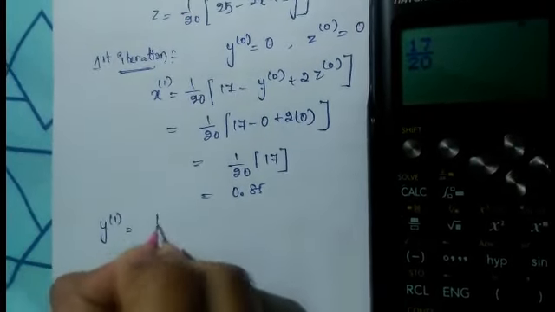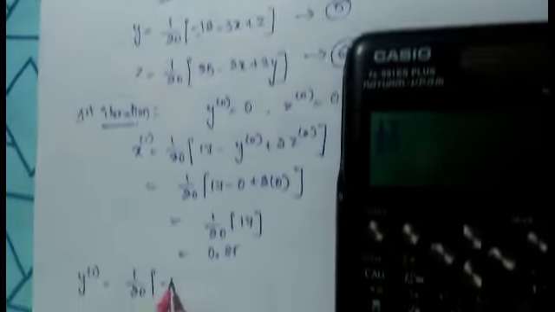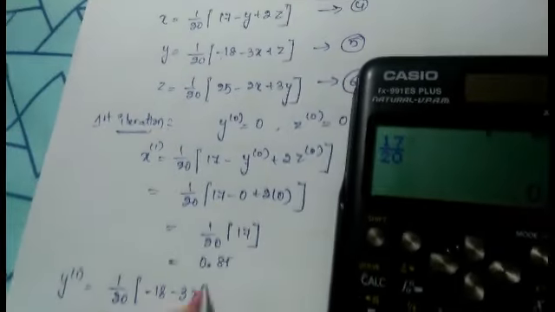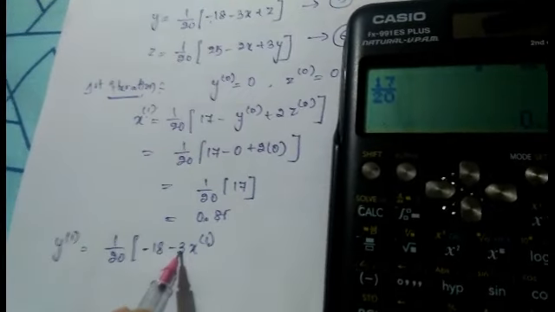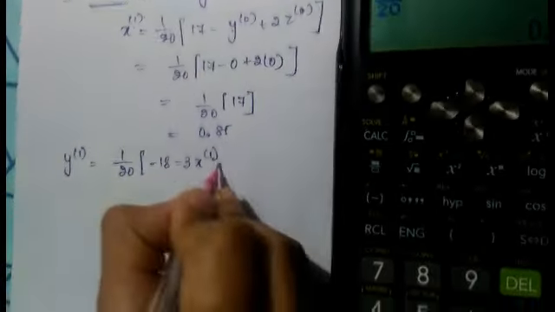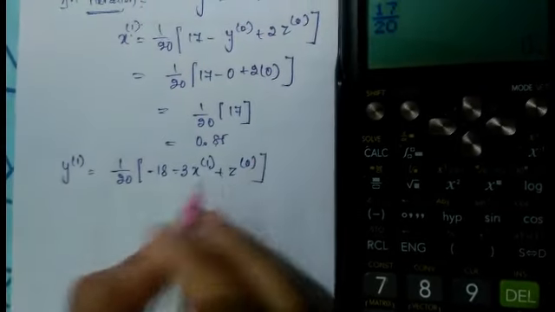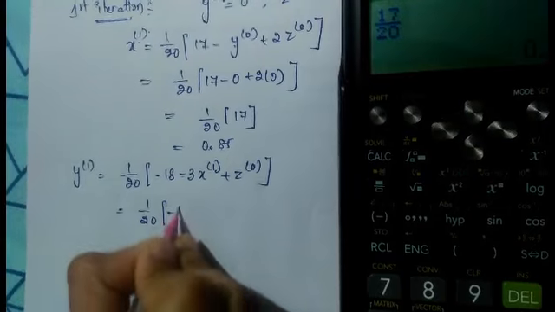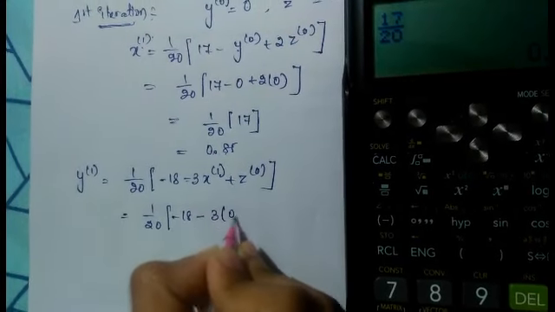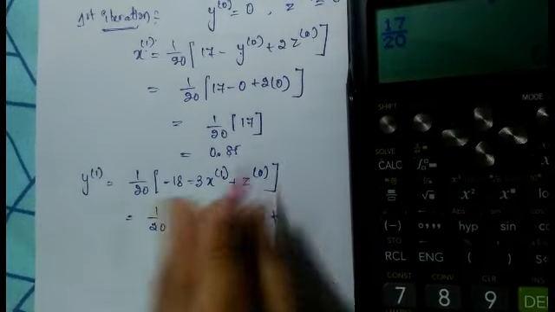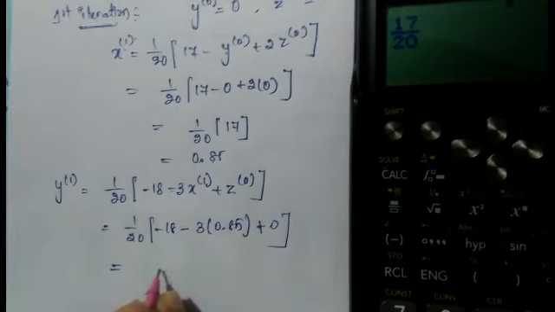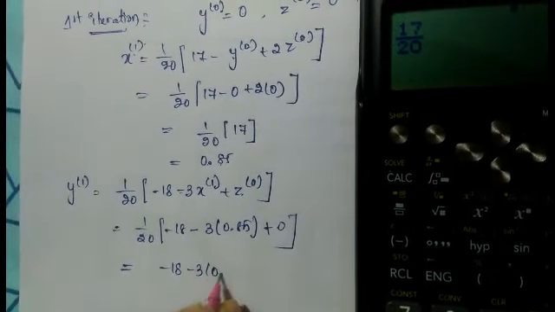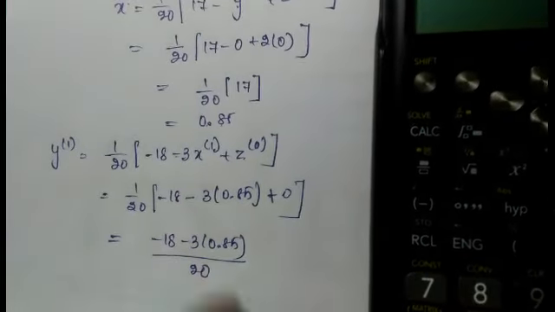Then y of 1 is equal to 1 by 20 of, use this equation, minus 18 minus 3 into x of 1. Now we got the value of x of 1 as 0.85. Then minus 18 minus 3 into x of 1 plus z of 0. Now that equals 1 by 20 of minus 18 minus 3 into 0.85 plus z of 0, whose value is 0. Then that is equal to minus 18 minus 3 into 0.85 divided by 20.